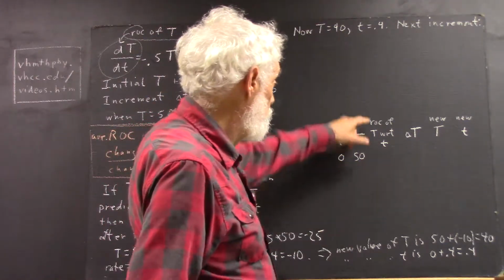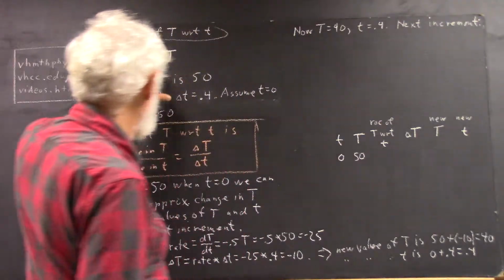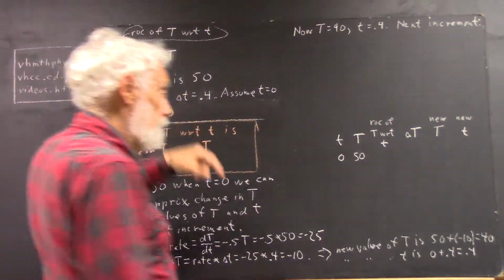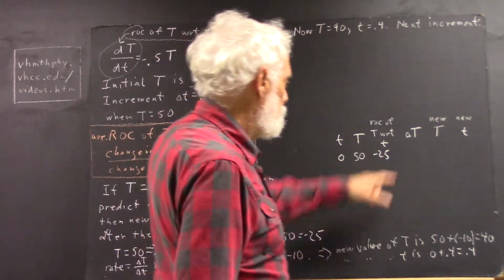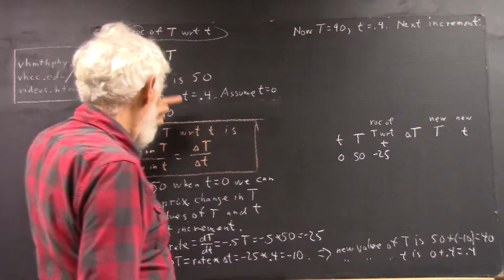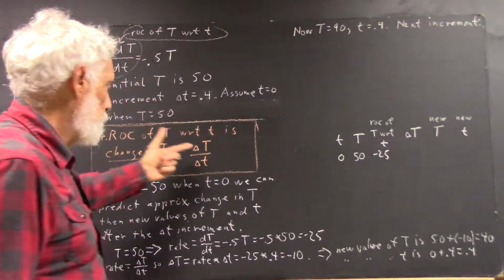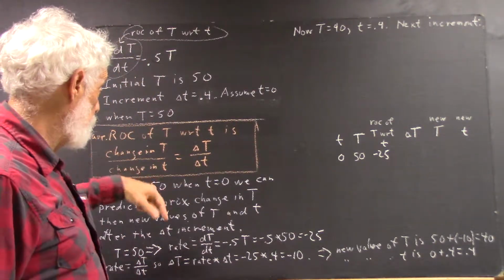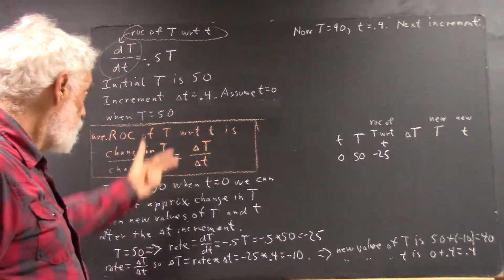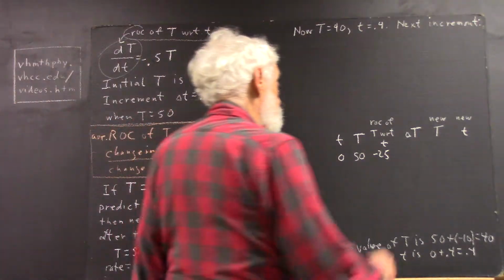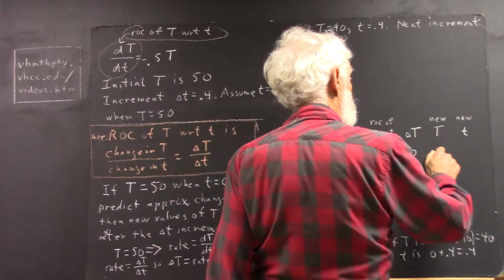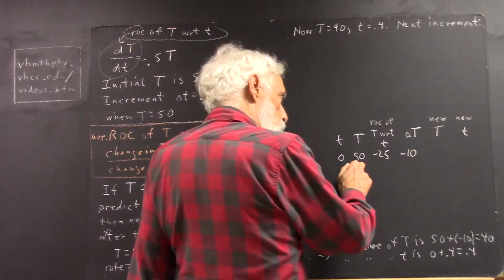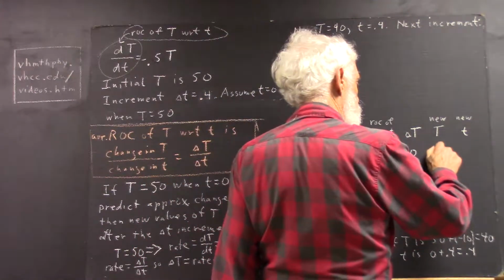Okay, so in a summary of what we've done in our first step: little t is 0, big T is 50. We calculate the rate of change of big T with respect to little t, negative 0.5 times big T, is negative 25. Then we multiply that rate of change by our delta little t, because that's what rate of change means. Once we know the rate and the two quantities, we use the definition to calculate our change in T, and we get negative 10. So our new T, it was 50, changed by negative 10, it's 40.